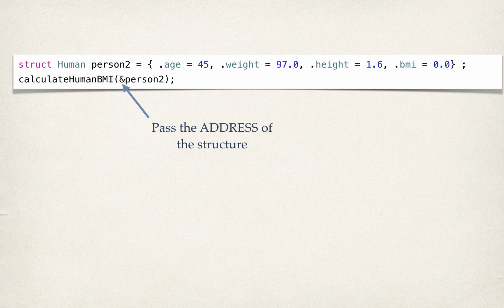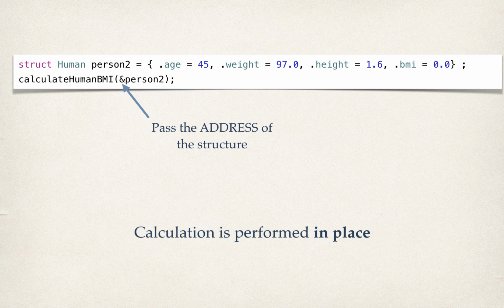Now, it's really important because we could have many of these. Struct human person 1, person 2, person 3, a whole array of them, all sorts of things. This function needs to know which one we're modifying, what's reading and modifying. And then we perform this calculation in place. So this is modifying person 2.